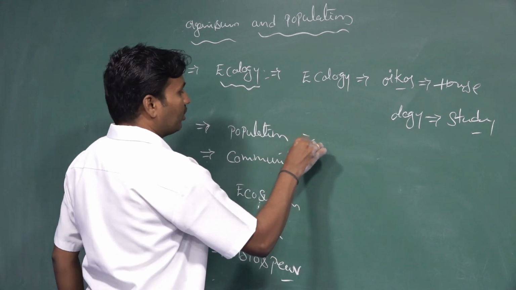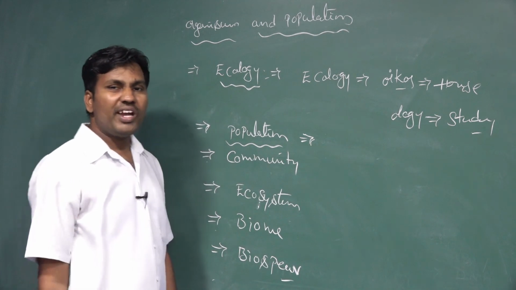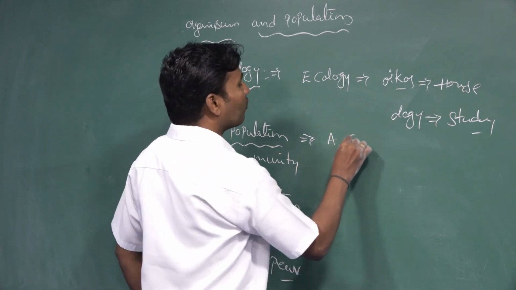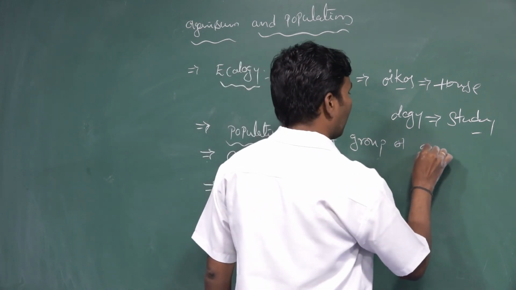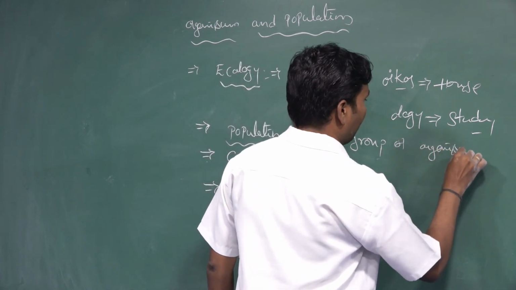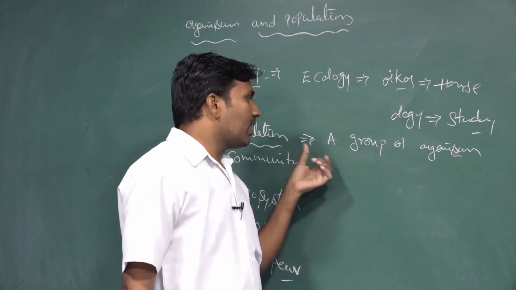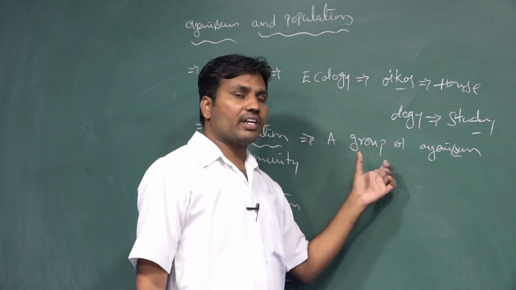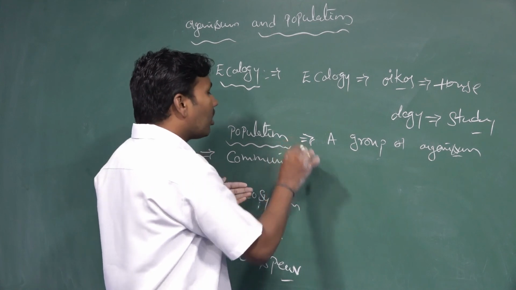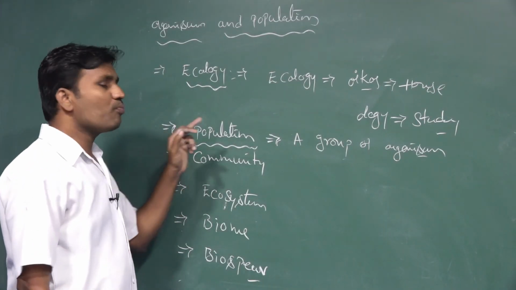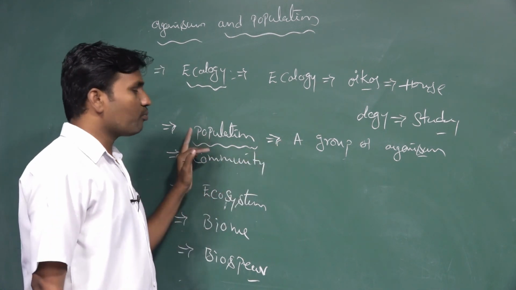So one by one we can go through all these words. The first one is population. Population is nothing but a group of organisms in one particular region. A number of organisms living together in one particular region, that group of organisms or individuals is called a population.